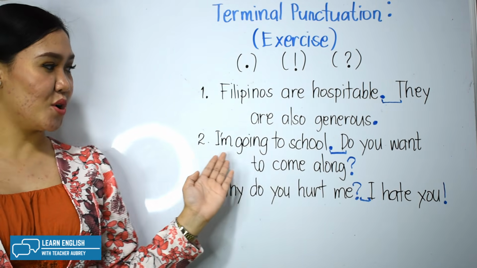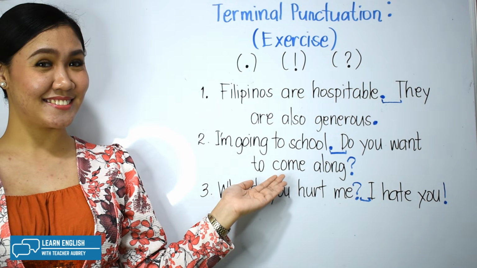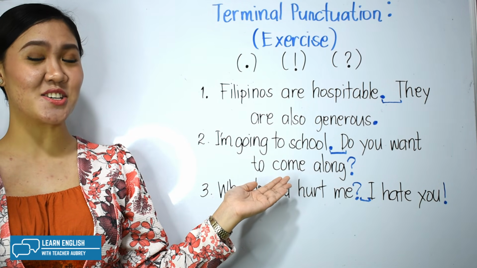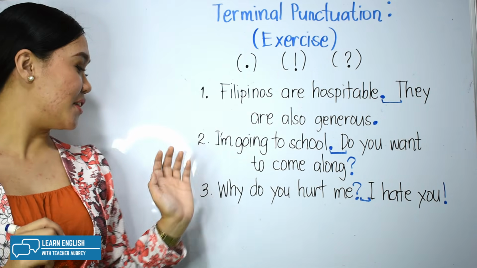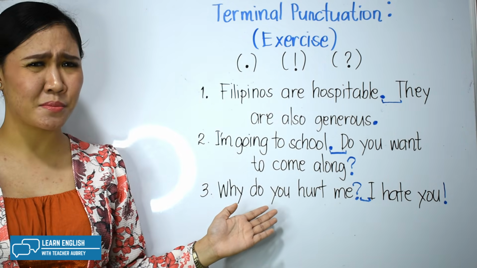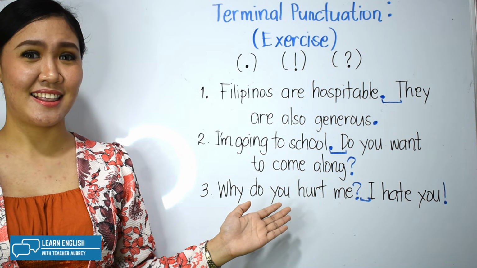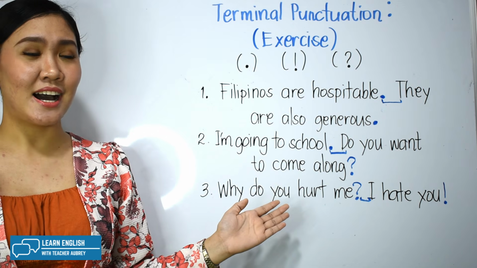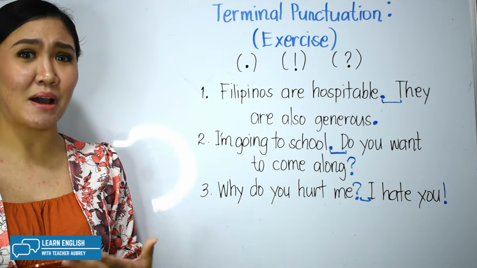Number 2, I'm going to school. Do you want to come along? Rising intonation dahil ang sagot sa tanong na yan ay pwedeng yes or no. And for number 3, why do you hurt me? That's falling intonation dahil ang sagot sa tanong na yan ay direct answer. Bibigay siya ng dahilan bakit niya sinaktan.